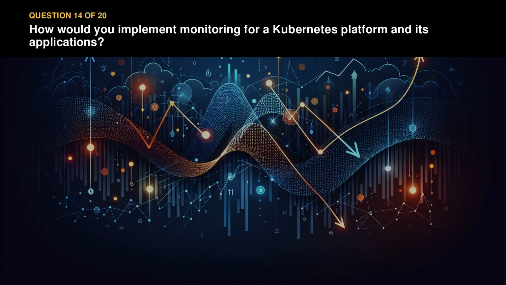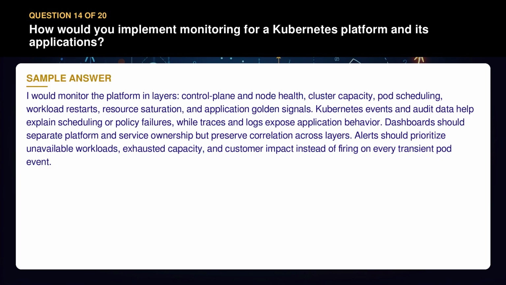Question 14. How would you implement monitoring for a Kubernetes platform and its applications? I would monitor the platform in layers: control plane and node health, cluster capacity, pod scheduling, workload restarts, resource saturation, and application golden signals. Kubernetes events and audit data help explain scheduling or policy failures, while traces and logs expose application behavior.